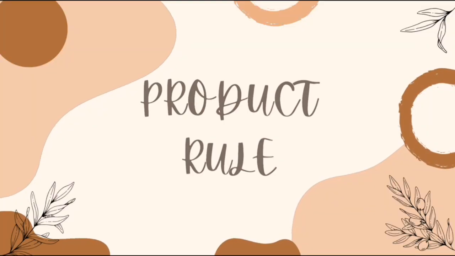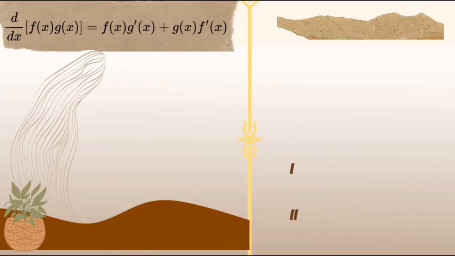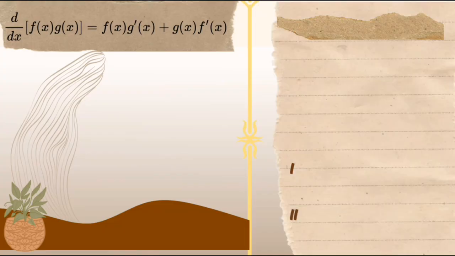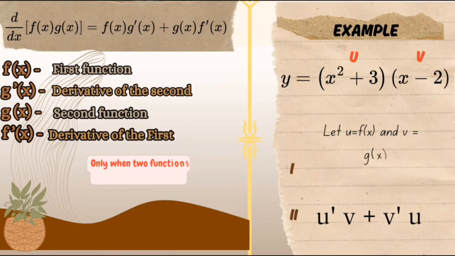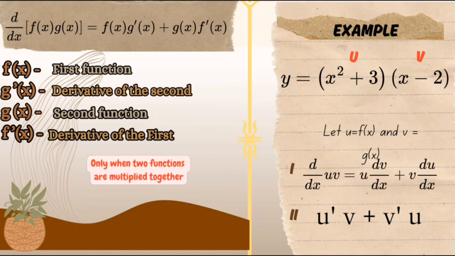Second technique is the product rule, which is a technique that we use to find the derivative of the product of two functions. The formula that is easier for us to use is u prime v plus v prime u. To differentiate two functions multiplied together, take the derivative of the first function and multiply it by the second. Then, add the first function multiplied by the derivative of the second.